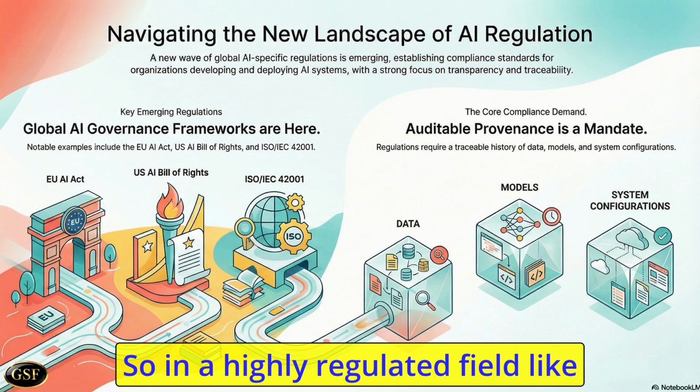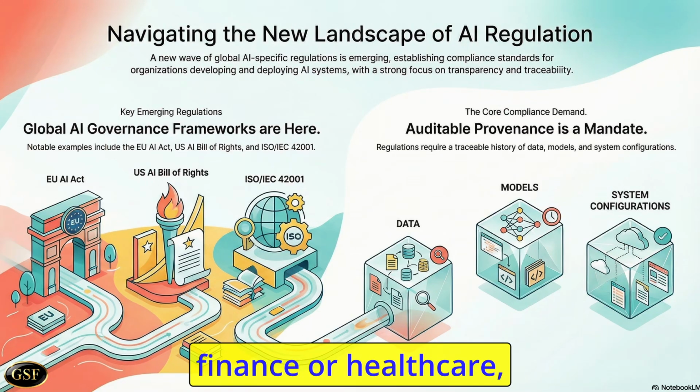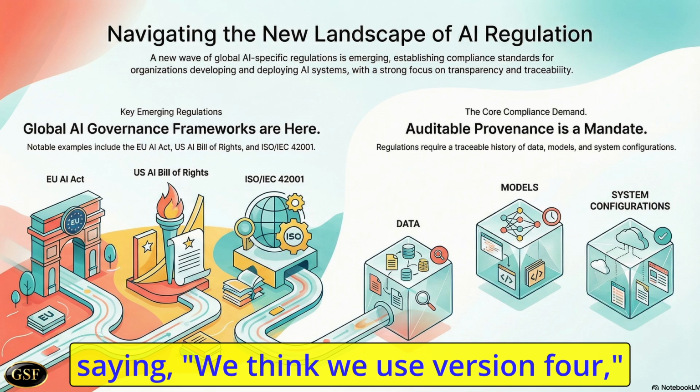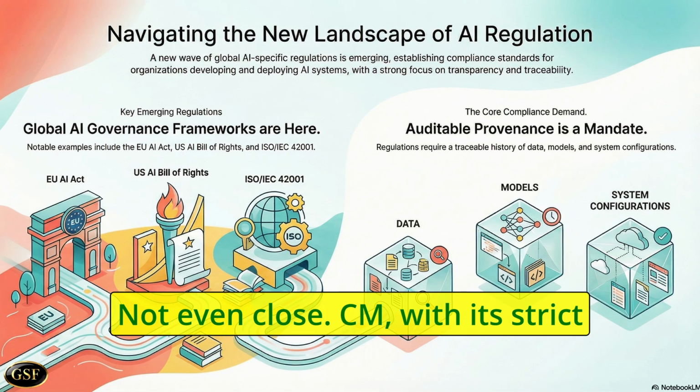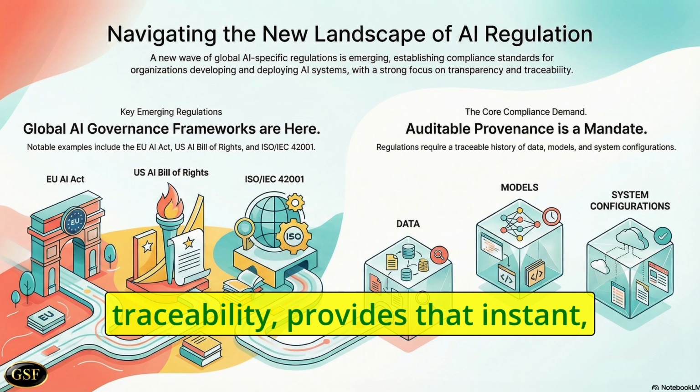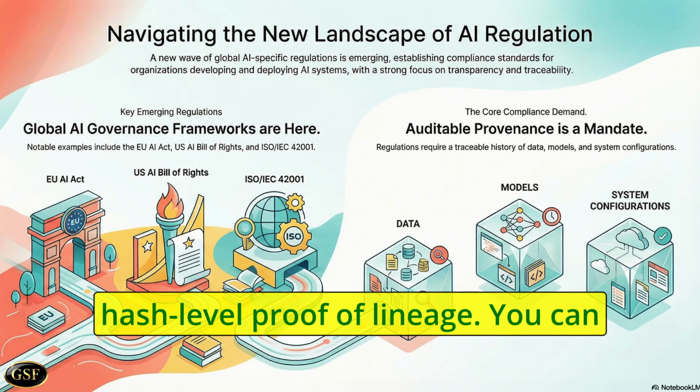So in a highly regulated field like finance or healthcare, saying "We think we used version 4" just isn't going to cut it. Not even close. CM, with its strict traceability, provides that instant hash-level proof of lineage.